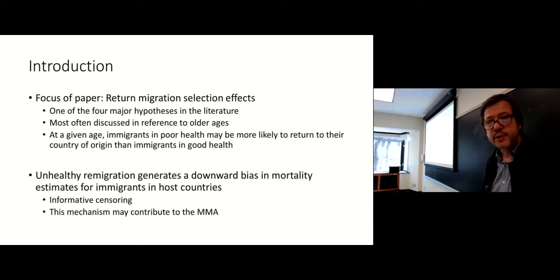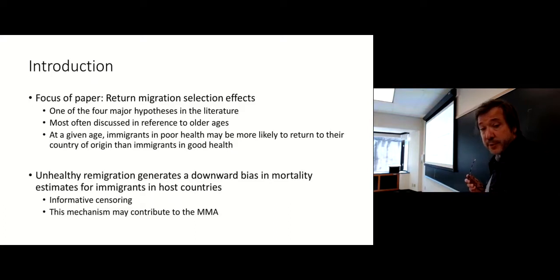Okay, so the focus of this paper is specifically on return migration selection effects. As I just said, it's one of the four major hypotheses in the literature. It's mostly discussed in reference to what happens at older ages. And the idea is that at a given age, so controlling for age, immigrants who are in poor health may be more likely to return to their country of origin than immigrants who are in good health.